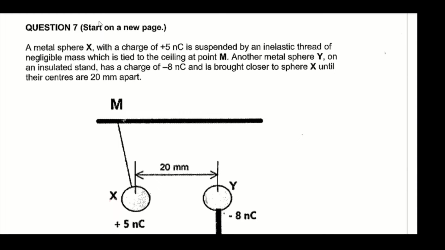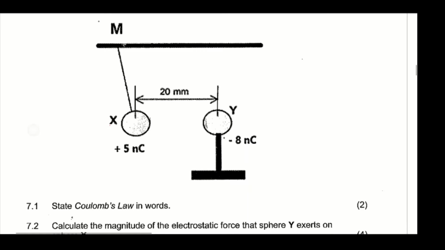Do question 7, and the statement reads as follows. A metal sphere X with a charge of 5 nanocoulombs is suspended by an inelastic thread of negligible mass which is tied to the ceiling at point M. Another sphere Y on an insulated stand has a charge of -8 nanocoulombs and is brought closer to sphere X until their centers are 20 millimeters apart. So the diagram, as you can see here, explains what is written in the statement.